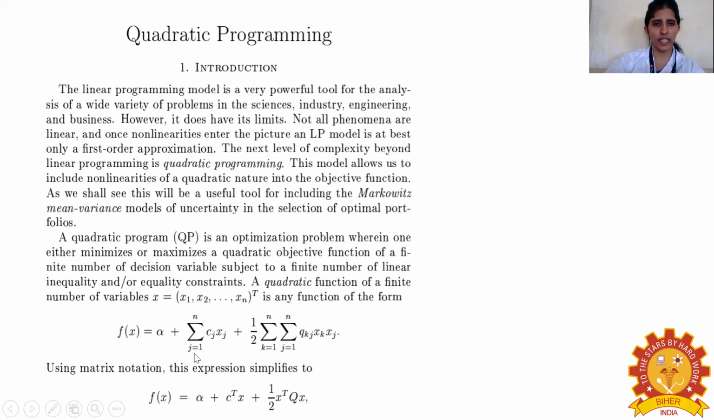alpha plus summation of j equal to 1 to n of cj xj plus half into summation of k equal to 1 to n, j equal to 1 to n, qkj xk xj. So these are the coefficients of both the xk and xj variables, and using the matrix notation, this expression simplifies to alpha plus c power t of x, okay, so this notation we are specifying as c power t of x plus half into x power t Qx.